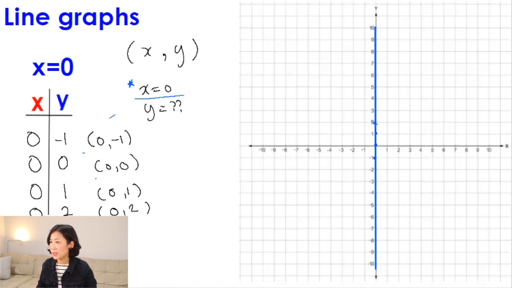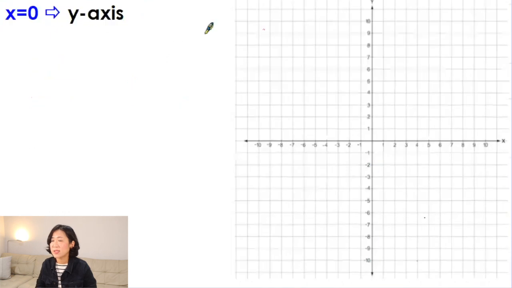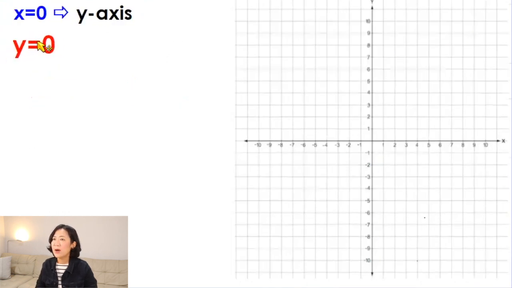What did you notice? This line graph is very familiar with us, yeah? Because this graph is the y-axis, right? Now we know that, wow, the equation of y-axis is x equals 0, right? Now, since we know that x equals 0 is the equation of y-axis, let's find the y equals 0.